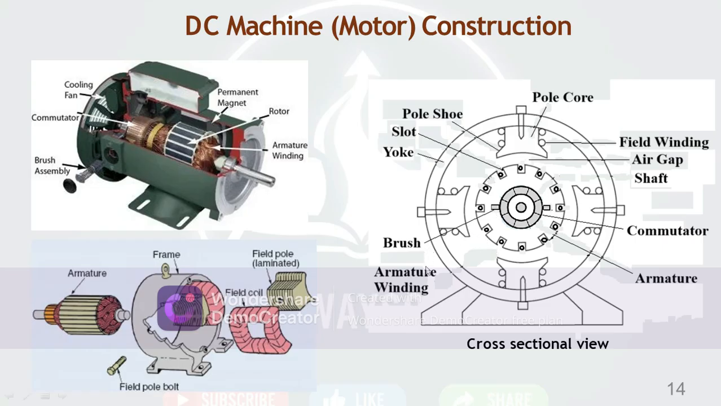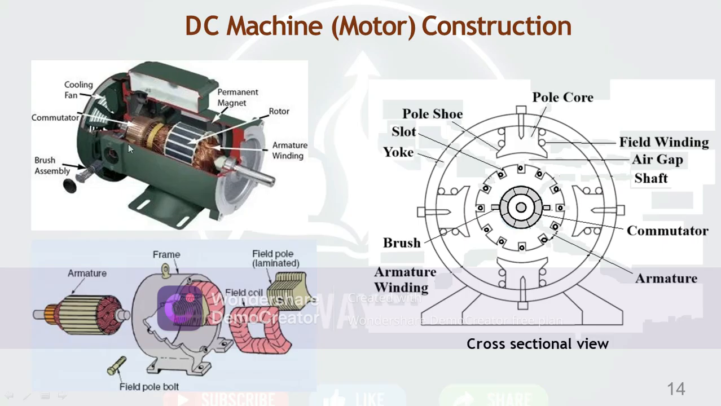Then the armature winding is this. These are the bars; slots keep the bars, which are considered the windings. The field winding is here, which takes current and induces flux through the air gap, spreading the flux and creating a magnetic field. The cross-sectional view is here. This is the shaft. So this is the total view of a DC machine.